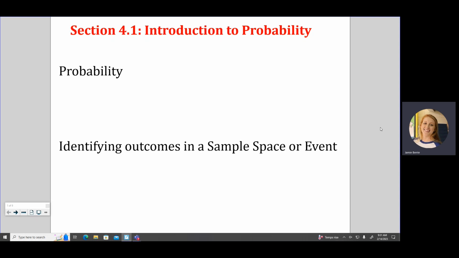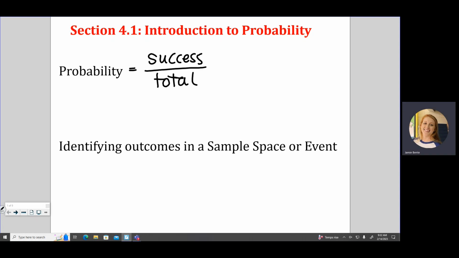So probability is calculated as success over total. All right, so probability is success over total. Now, success is going to change depending on what you're looking for in your problem.